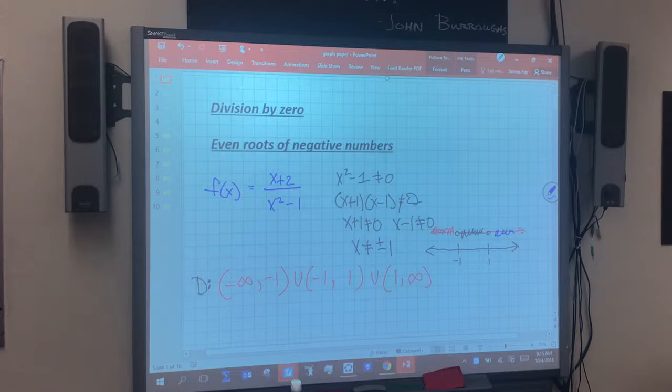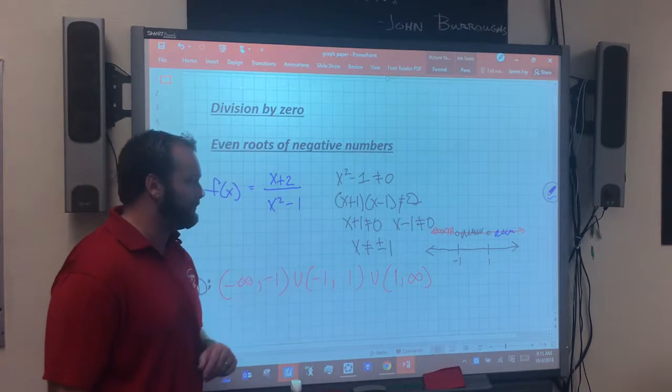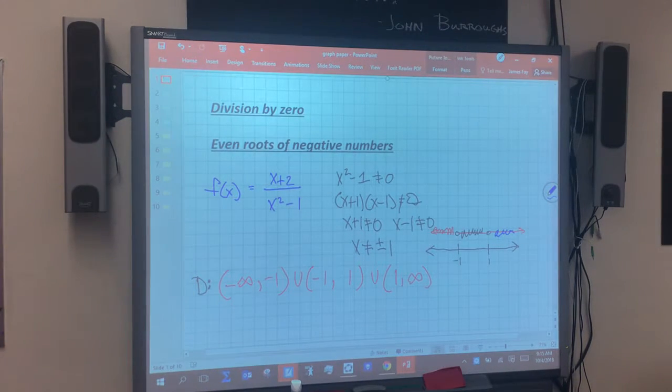Okay? But if we can understand how to kick one value out like we did right here, kicking -1 out, we should be able to do the same idea, same concept, same procedure by kicking out 2 values, 3 values, 4 values, however many we need to.